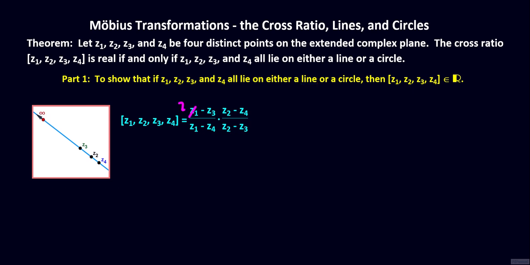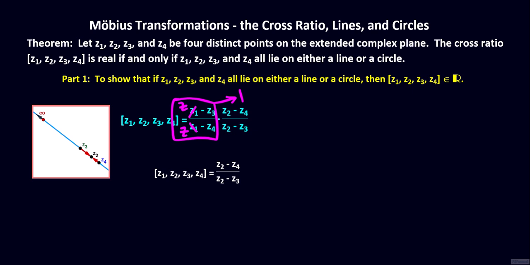If we replace z sub 1 by z and let z tend to infinity, z minus z sub 3 divided by z minus z sub 4 will tend to 1 as z tends to infinity, so that the cross ratio of the z sub i's is equal to z sub 2 minus z sub 4 divided by z sub 2 minus z sub 3. Since the z sub i's are all collinear, then an argument of z sub 2 minus z sub 4 divided by z sub 2 minus z sub 3 is either 0 or pi.